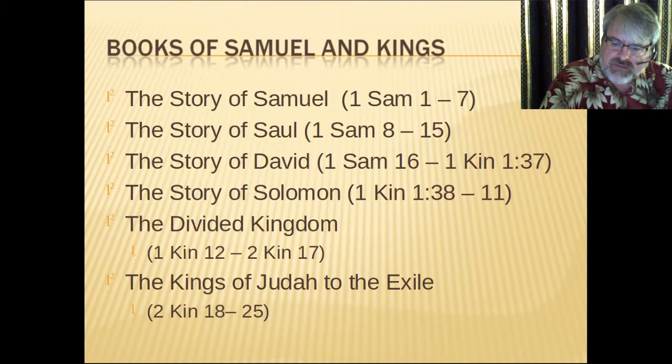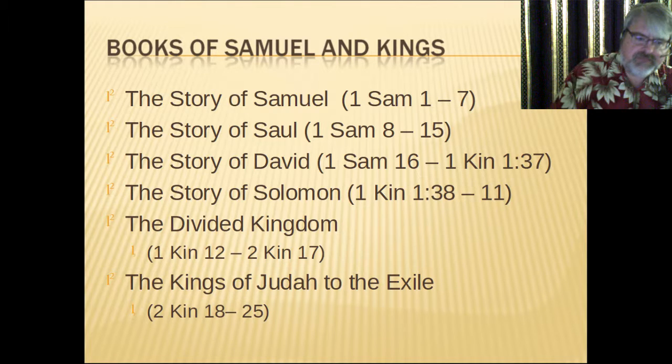The divided kingdom emerges from 1 Kings 12 to 2 Kings 17, till the time of Israel sent into exile by Assyria. And then the kings of Judah on their own from 2 Kings 18 to 2 Kings 25. I include just a couple of historical notes.